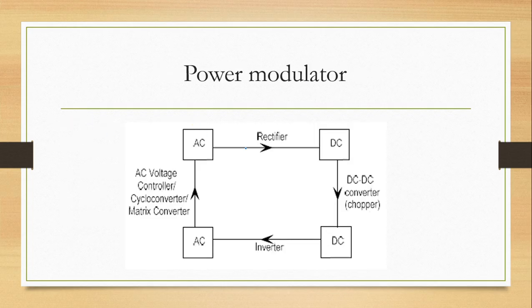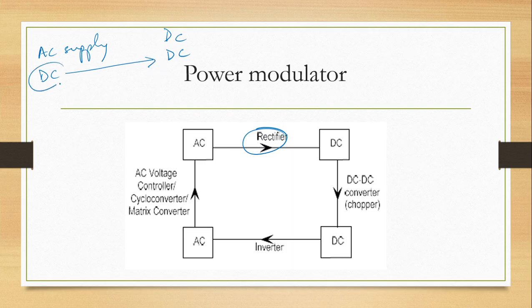You can see a block diagram over here. We had already explained the power modulator according to our application. If you have an AC supply and your motor is DC, you simply use a rectifier. If your supply is a DC supply and your motor is DC, do you need a converter? Yes, we need a power modulator, because if you want to control the speed, you need to be able to vary the supply voltage. In that case, you can use a chopper.